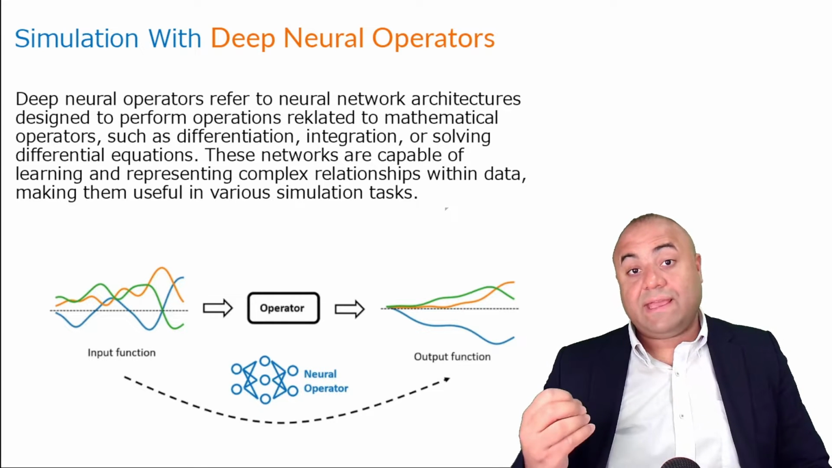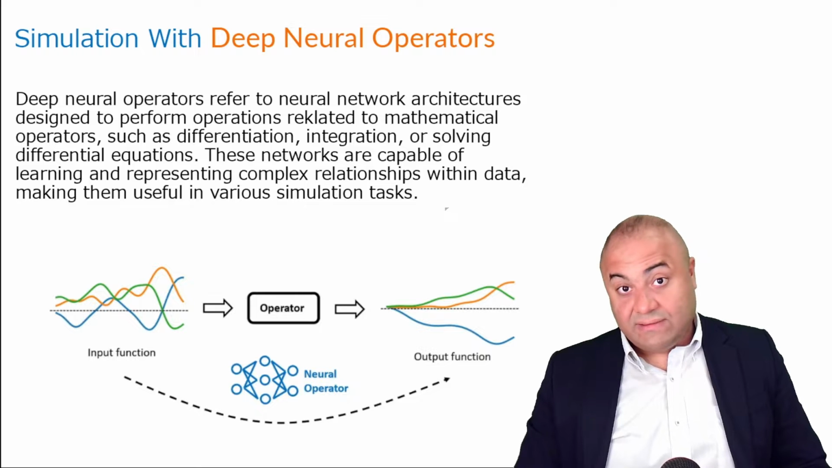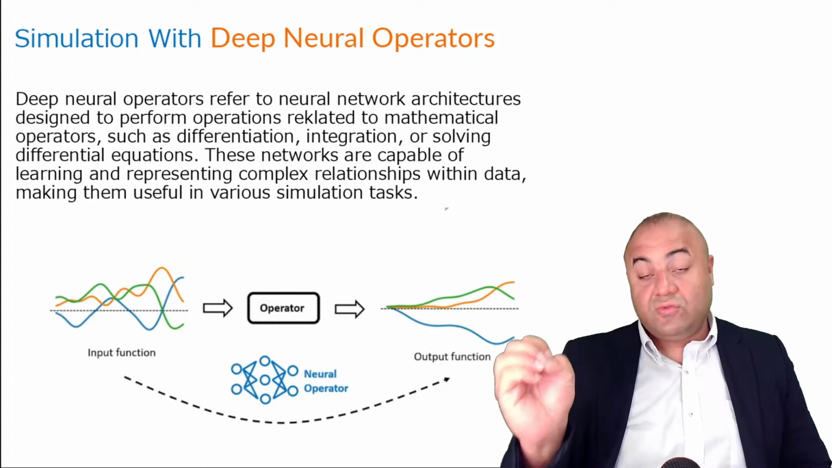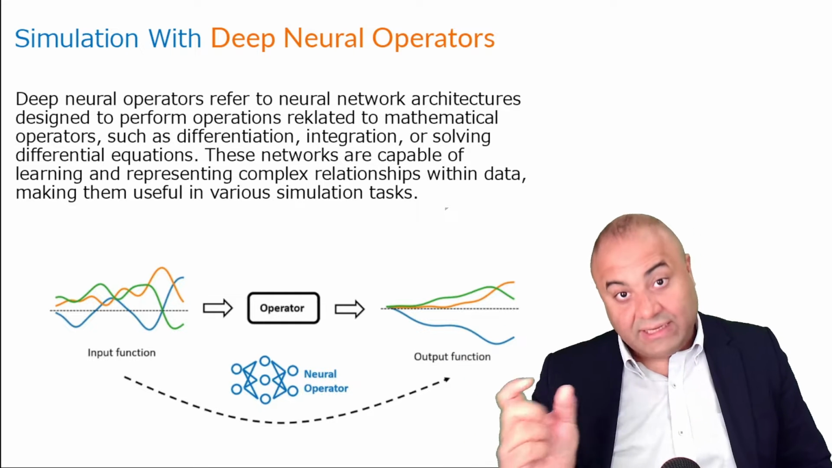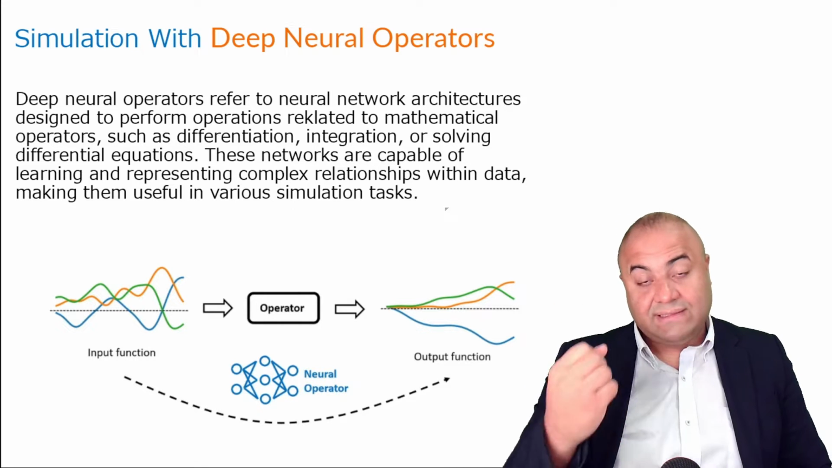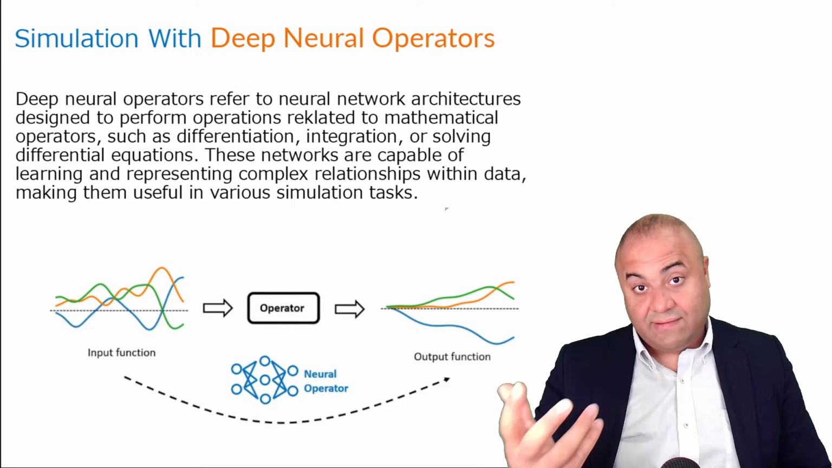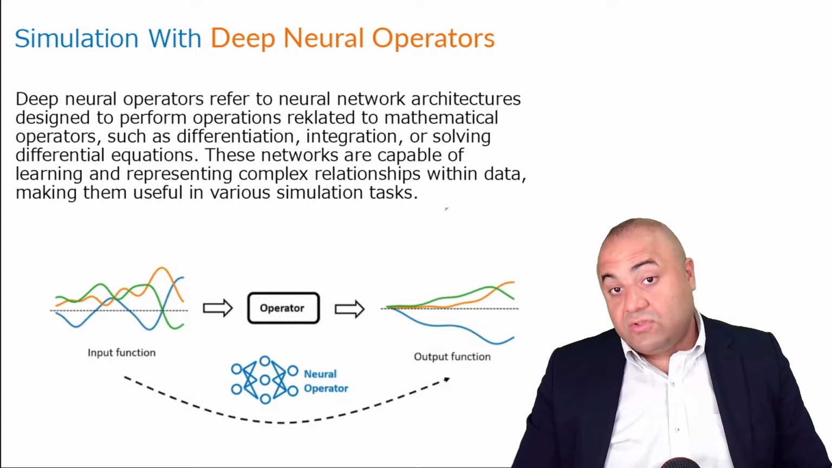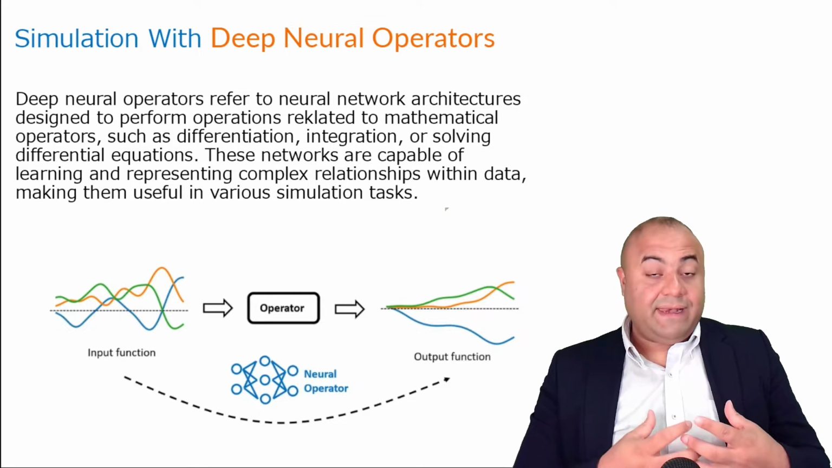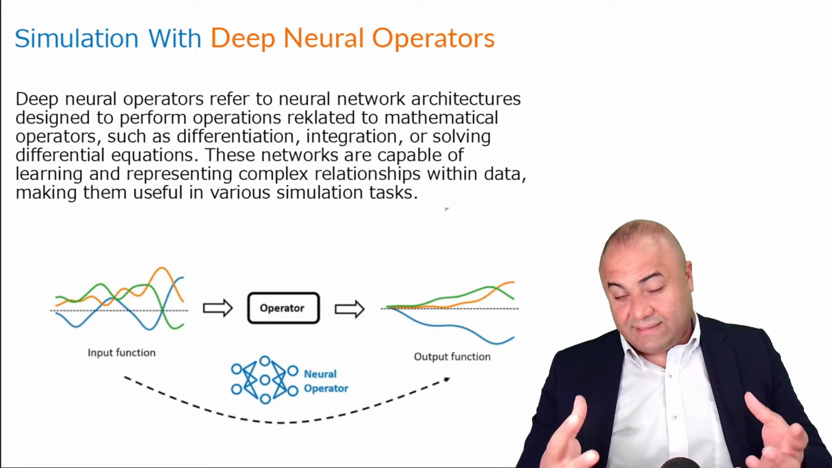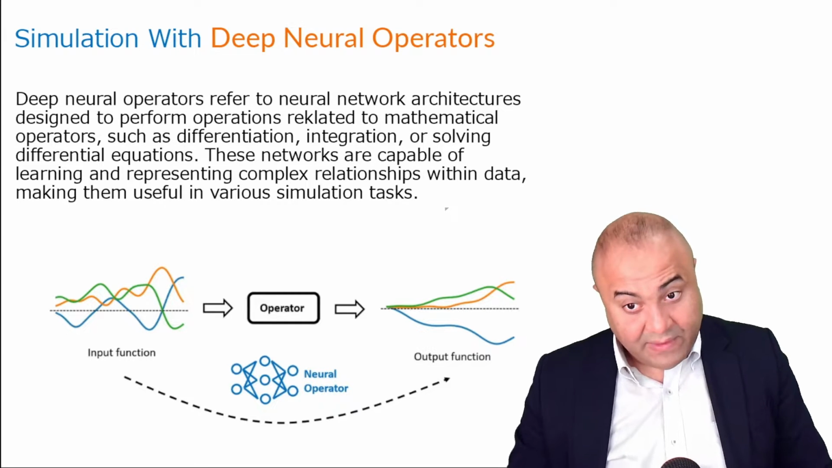For example, we can do a derivation. This is also an operator, or integration. This is a mathematical operation that, using this operator, which is in our case a deep neural network based operator, we can do this computation or get the integral for any function we have. So in our case, we will have a little bit more complex mathematical operations in which we have a system that we need to simulate.